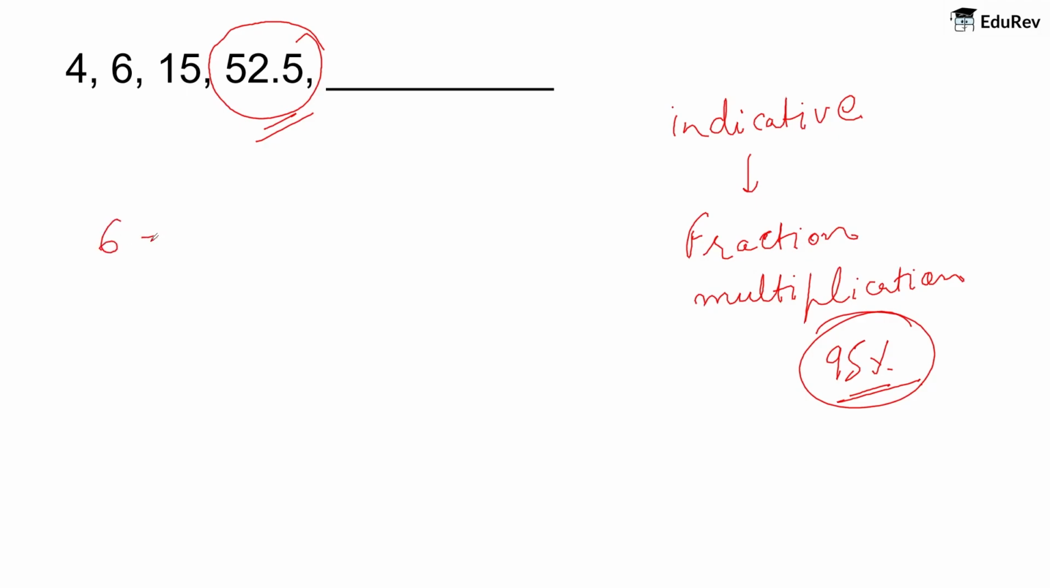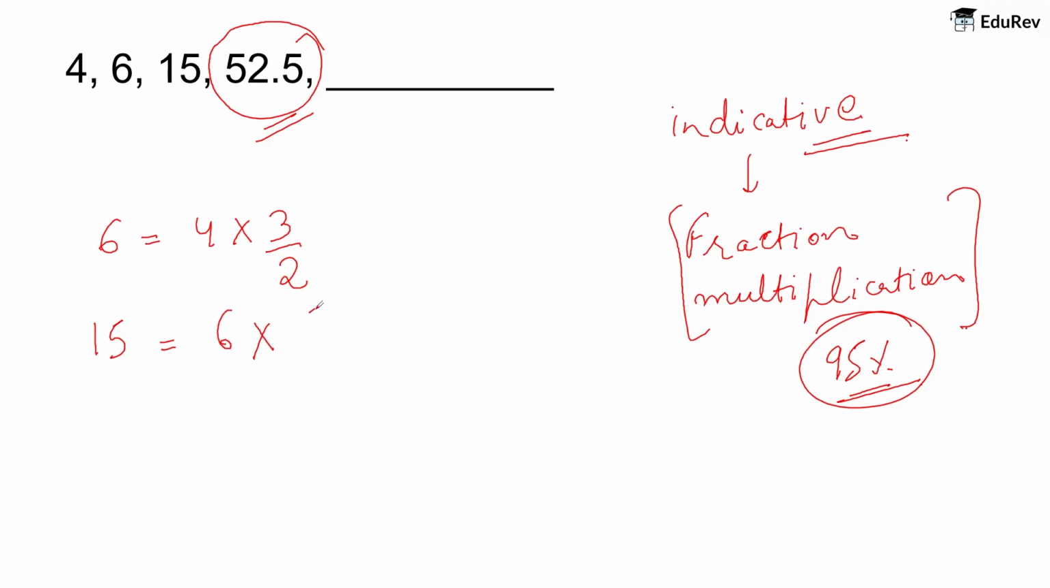You can write down 6 as 4 into 3 by 2 easily. I'm not using any different approach over here because I have told you a sure short indicator that 95% of the time it is possible that it is fraction multiplication. So let us first aim for the higher probability. So 6 can be written as 4 into 3 by 2 easily. Similarly, 15 can be written as 6 into 5 by 2 easily.